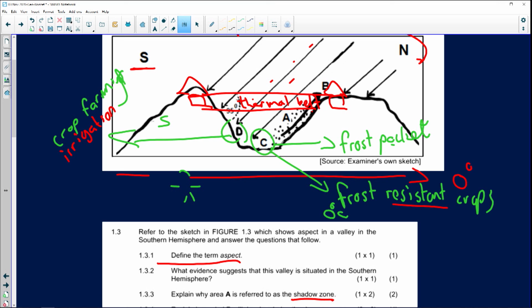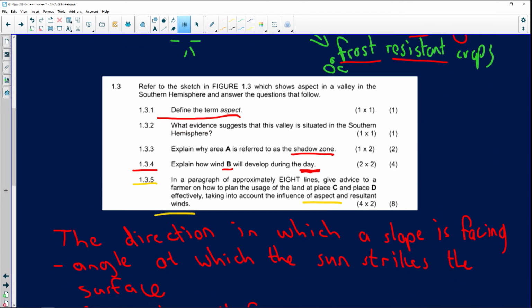Okay. Now, importantly, you're probably going to need irrigation in the north-facing slopes because it's drier, right? Might be able to plant different crops on the south-facing slopes, for instance, forestry. Okay. And lastly, what we can mention, once again, I've mentioned already, is the frost-resistant crops. You need to be careful for that. Okay.